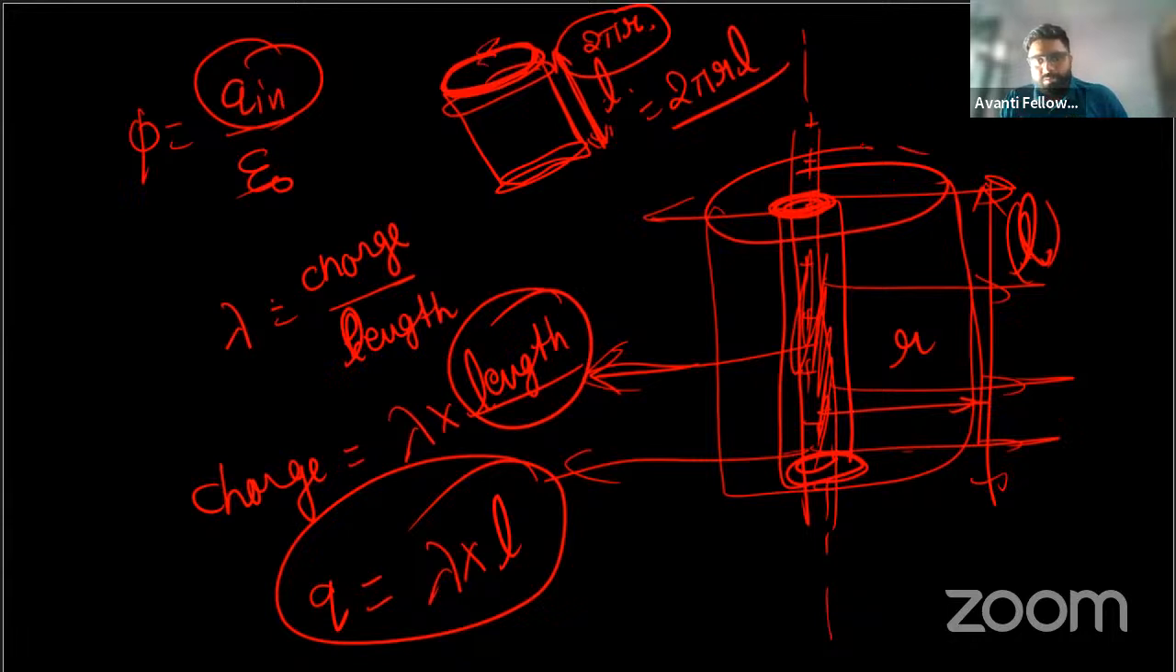फ्लैट सरफेस का एरिया, इस बेस का एरिया तो क्या होगा? पाई आर स्क्वायर ही होगा. ठीक है, this is the area of this curved surface. I hope this is clear to you all.